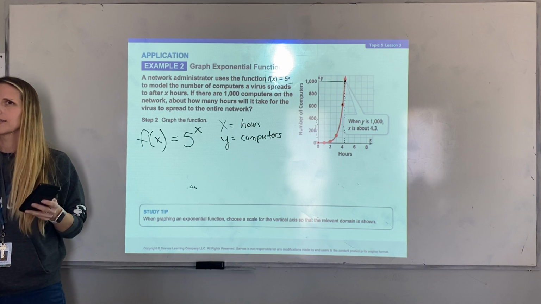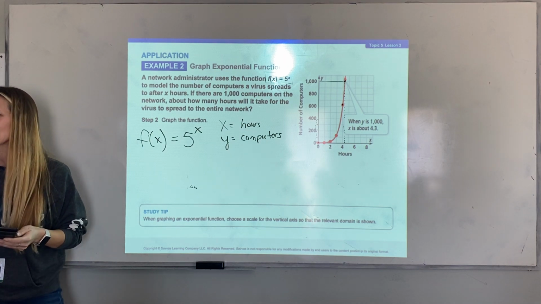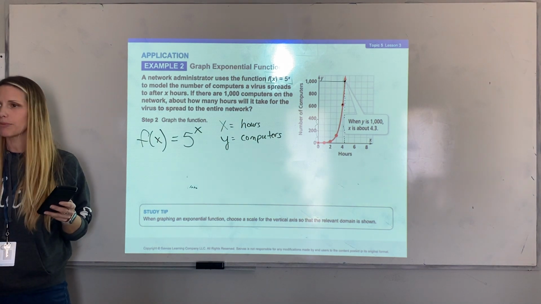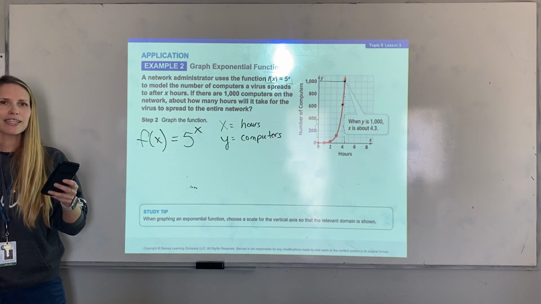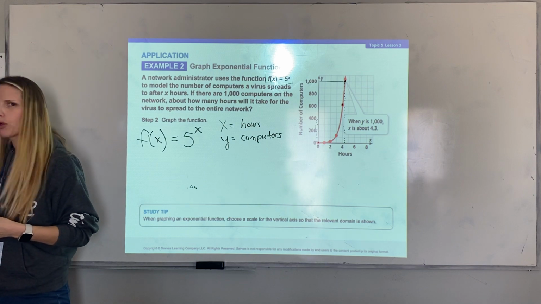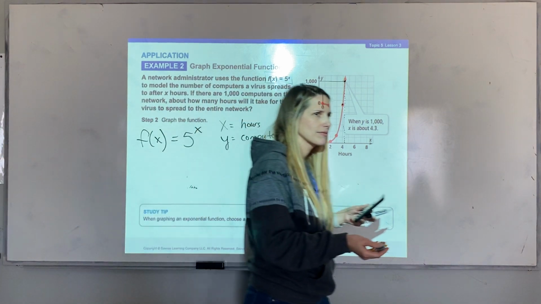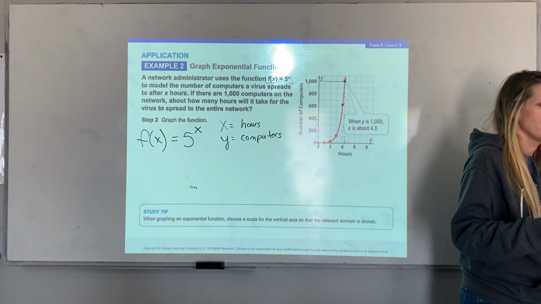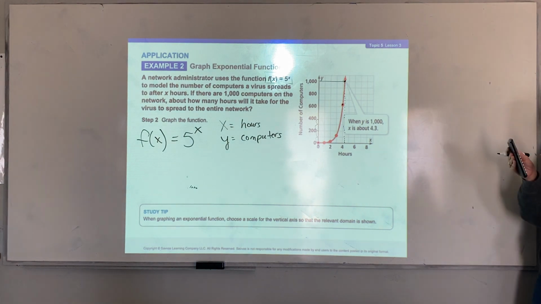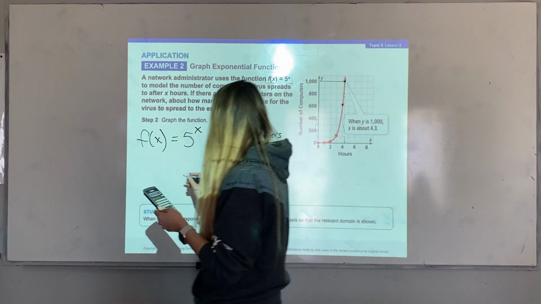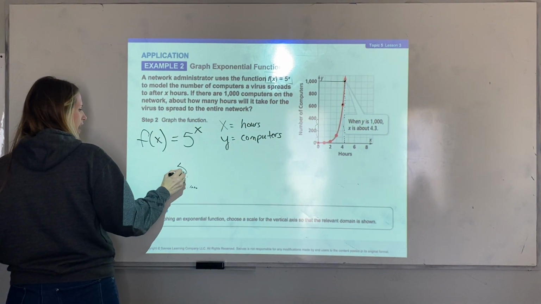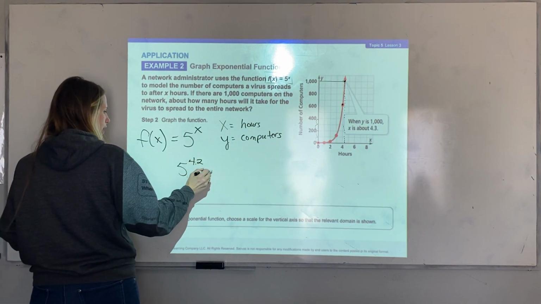But if you're a little OCD about it and want a closer answer, we could try something else. What should we try? 4.2. Who said that? Very good. Why did you say 4.4? Because that would make it go higher. Exactly. Since we're trying to get down to 1,000, let's type in 4.2 as our exponent. Let's try 5 to the 4.2 and see what we get.